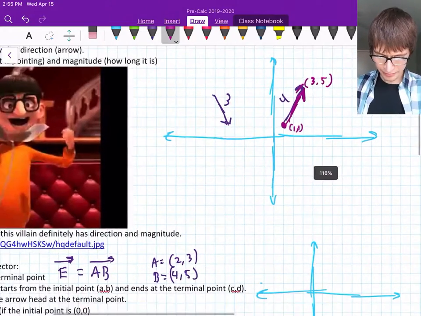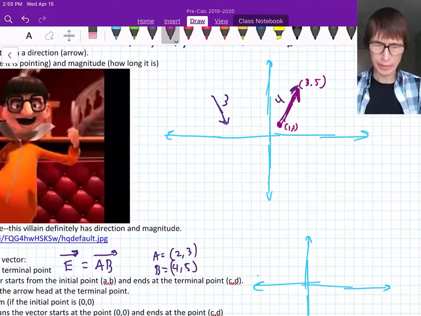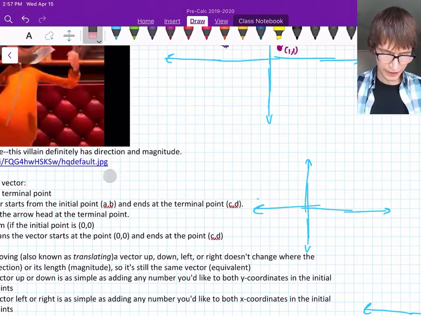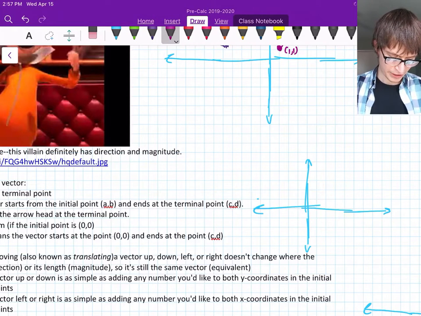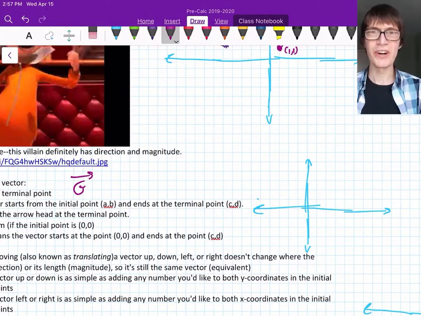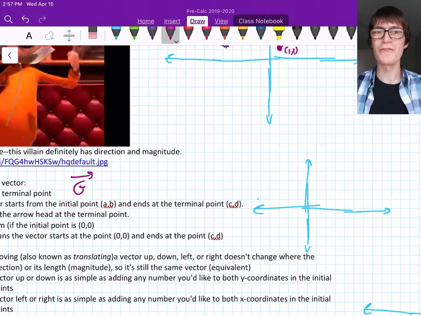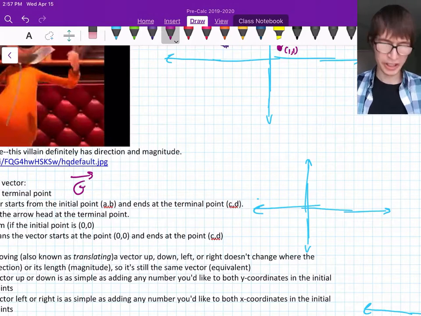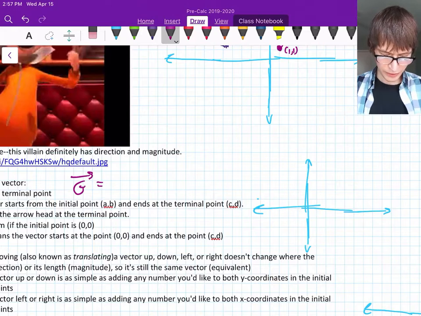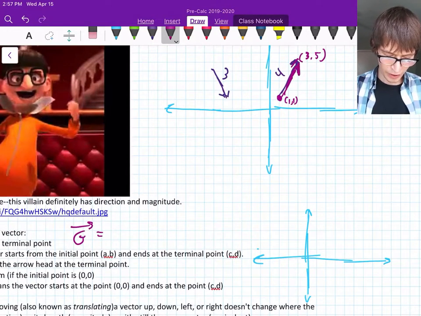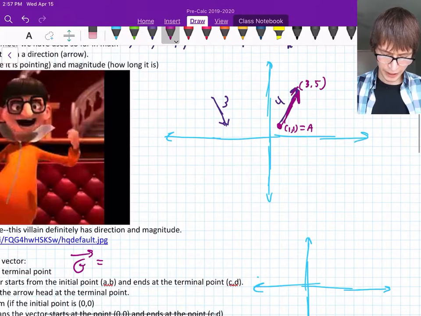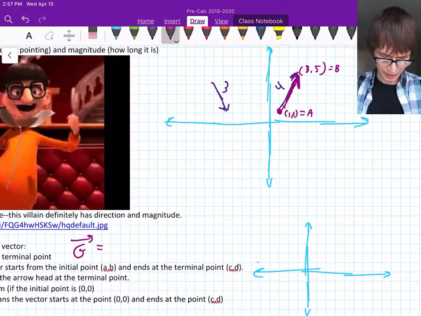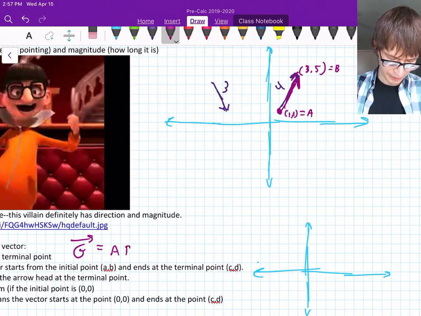So if we want to write this as a vector, let's get rid of all this extra junk down here to make it clear. We'll call this vector, I don't know, let's say vector G. And we use a little arrow on the top to say that's what the vector is called. It's got a capital G and an arrow on top, which means we're dealing with vector G. And we're going to say it goes from point, let's say 1, 1 is point A, and 3, 5 is point B. So vector G goes from point A to point B.